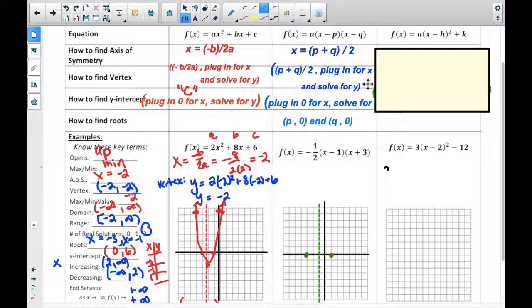Then to find the vertex, whatever that number was, so we took p plus q divided by 2, we take that number, we plug it in for x, and we solve it for y. So I'm going to take that, which is negative 1, I'm going to plug it into this equation for the x's, and I'm going to figure out what y equals. So a negative times a negative is a positive, and this is 4, and half of 4 is 2, so this is a positive 2. That means that my vertex is at negative 1, positive 2.